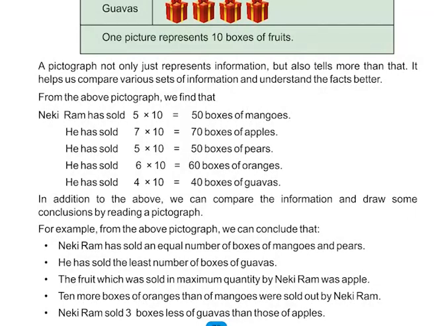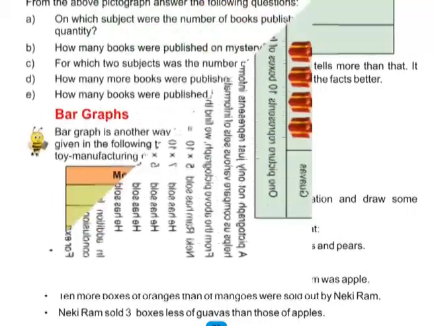For example, from the above pictograph, we can conclude that Neki Ram has sold an equal number of boxes of mangoes and pears. He has sold the least number of boxes of guavas. The fruit which was sold in maximum quantity by Neki Ram was apple. 10 more boxes of oranges than of mangoes were sold out by Neki Ram. Neki Ram sold 3 boxes less of guavas than those of apples.